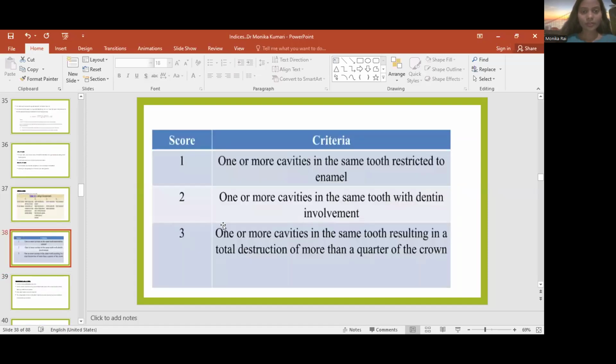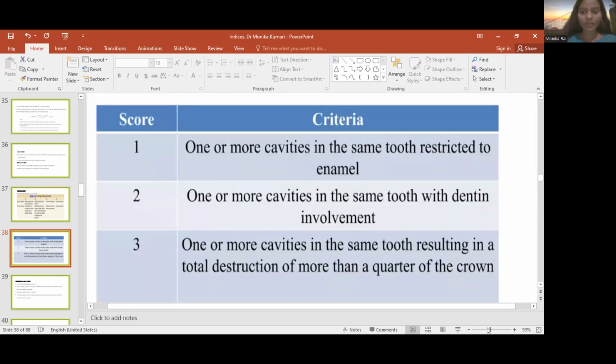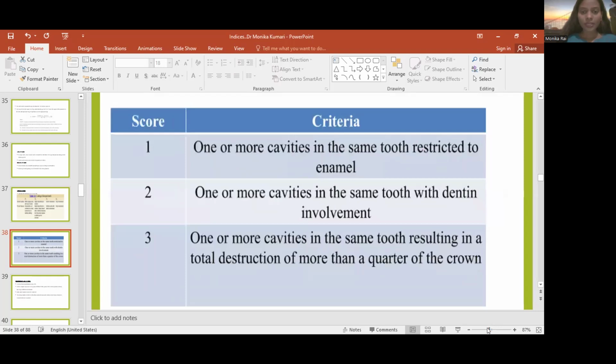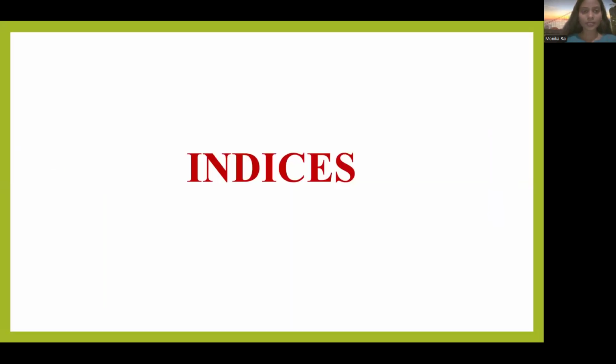Next, we have the scoring criteria 1, 2, 3. Criteria 1: we have one or more cavities in the same tooth respective to enamel. 2: we have one or more cavities in the same tooth with dentine involvement. 3: we have one or more cavities in the same tooth resulting in a total destruction of more than a quarter of the crown. So this is the criteria of the index.